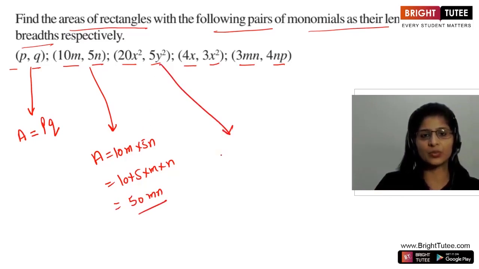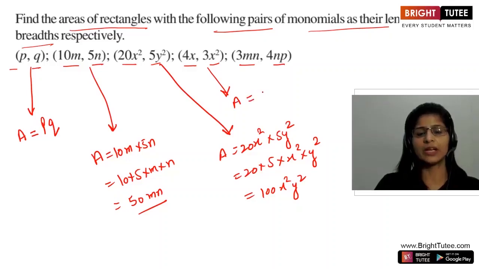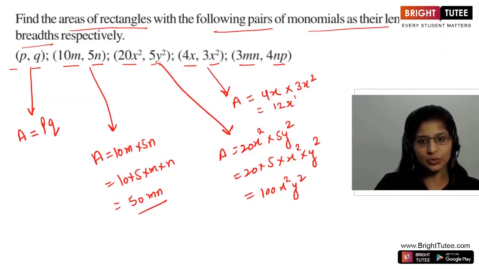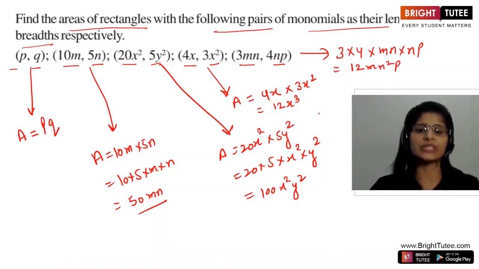What will be the area for this one? Area will be 20x square into 5y square. So 20 into 5 and x square into y square. 20 into 5 is 100 x square y square. This will be the area. What about this one? Area for this one will be length into breadth. So 4 into 3 is 12, x into x square will become x cube, right? The last one, 3 into 4 into mn into np. So 3 into 4 is 12, n into n is n square and p. So this is the area.